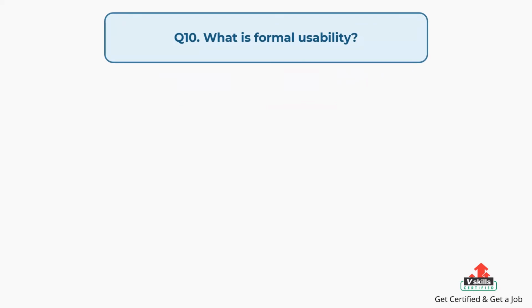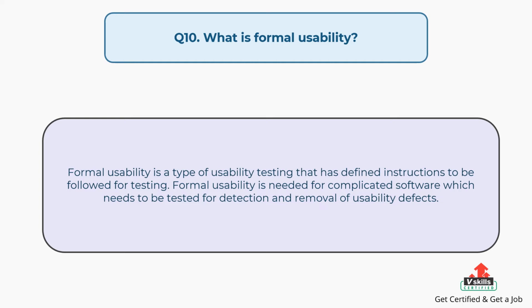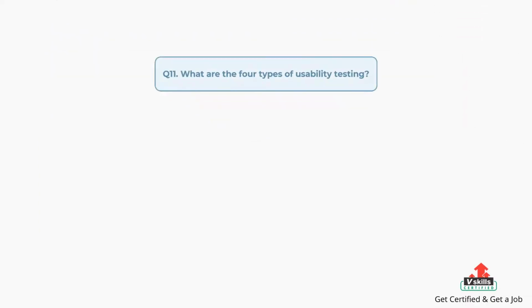What is formal usability? The answer is: formal usability is a type of usability testing that has defined instructions to be followed for testing. Formal usability is needed for complicated software which needs to be tested for detection and removal of usability defects.